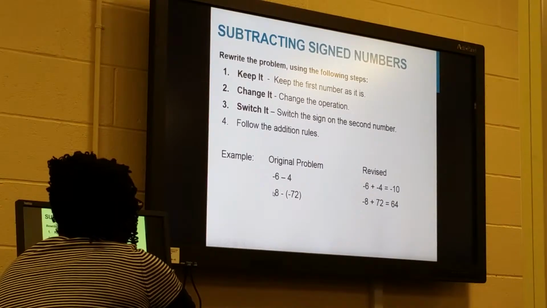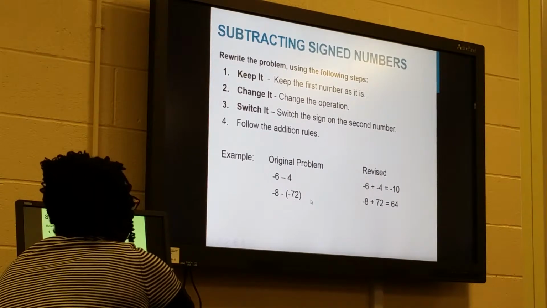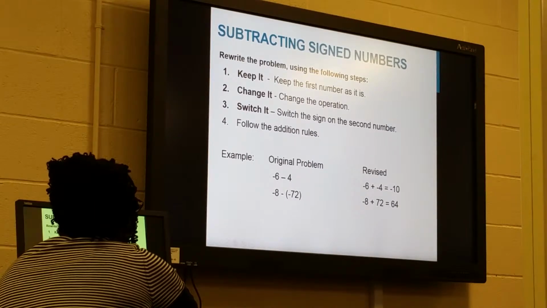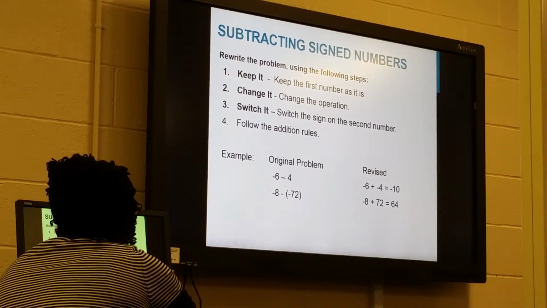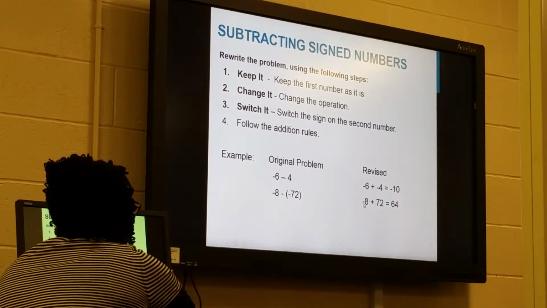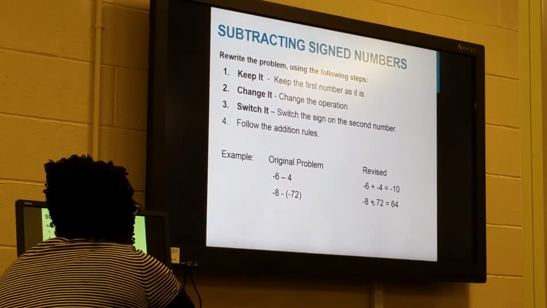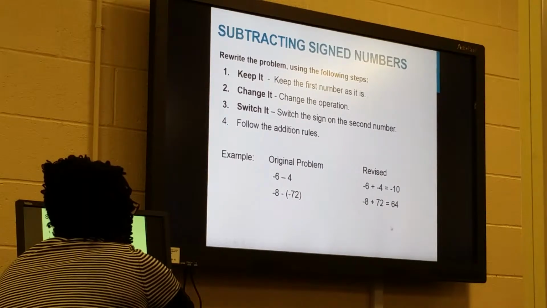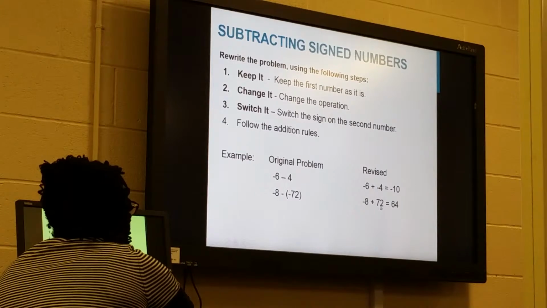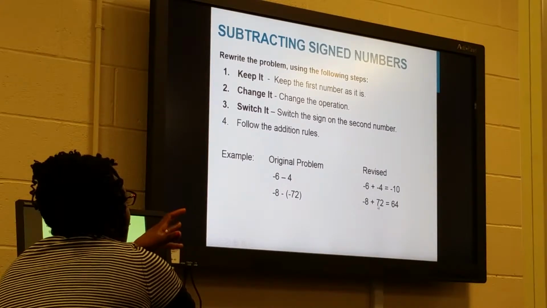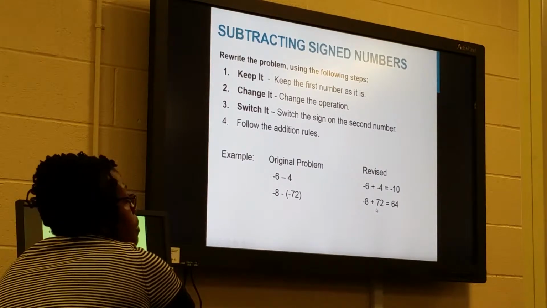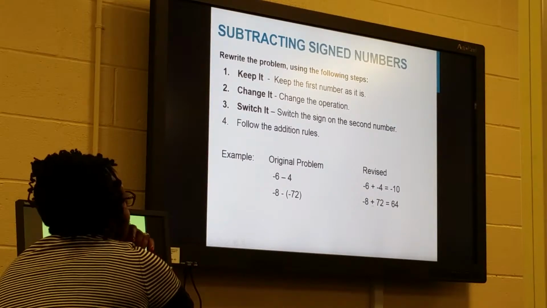Right here again. 8 minus negative 72. They kept the first number the same, the negative 8, right here. They changed the operation. This was minus. They changed it to plus. Then they switched the sign of the second number. Negative 72 went to a positive 72. And when you have a negative and a positive, you subtract. And keep the sign of the bigger number, which is 72.